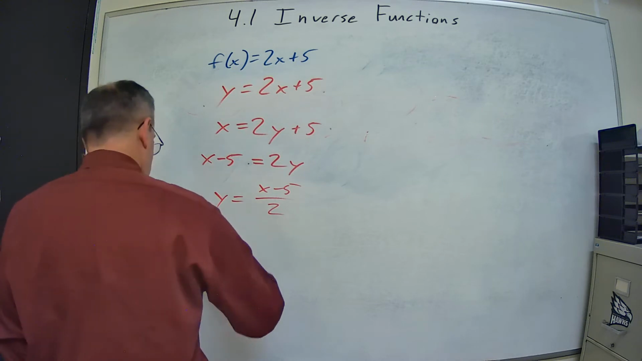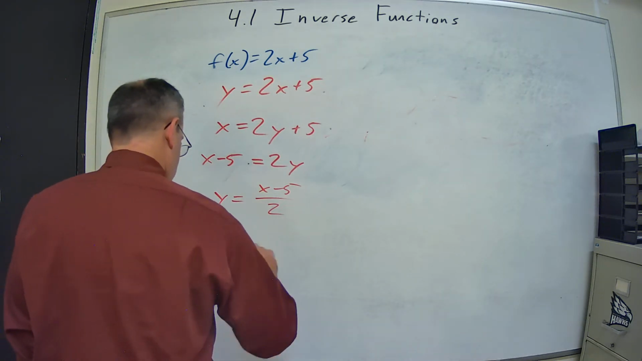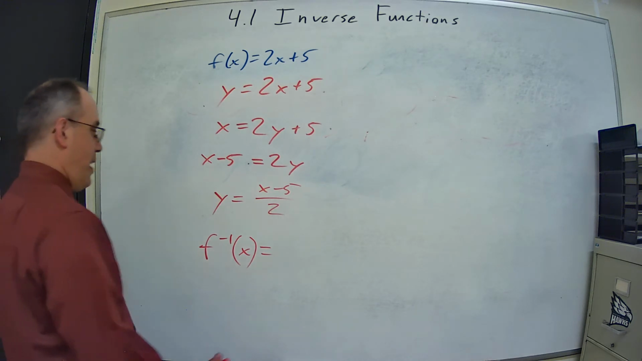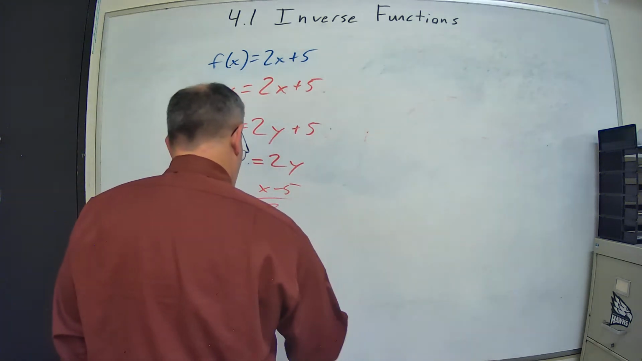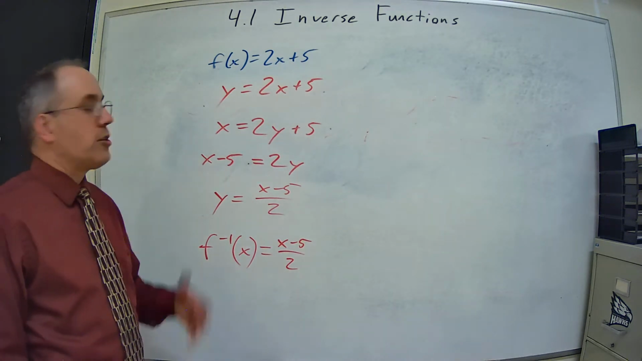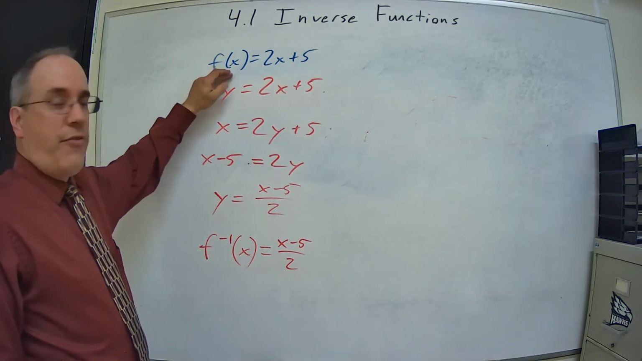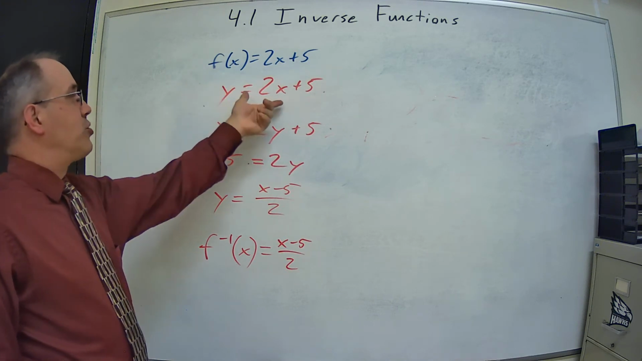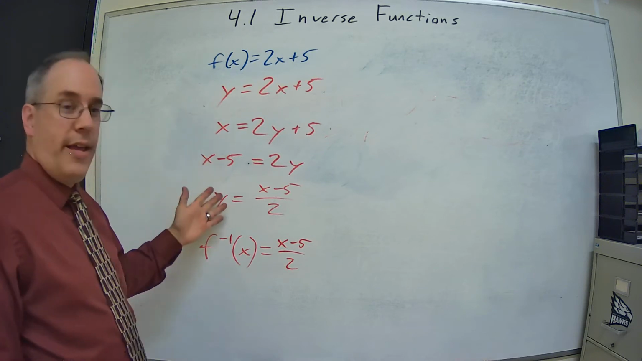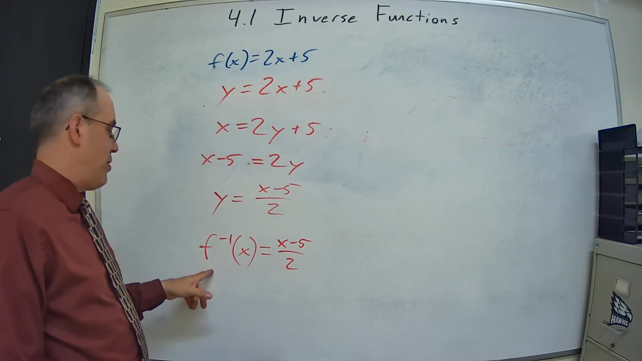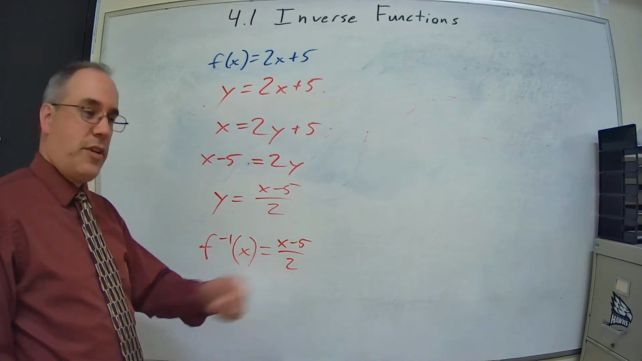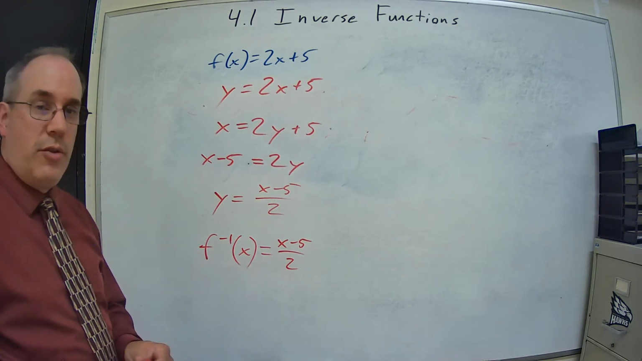And now, that is the inverse function. F inverse of x is x minus 5 over 2. So how did we do that? We replaced f of x with y. We then swapped x and y. We then solved for y, and then replaced that with f inverse of x, because we now have our inverse function.